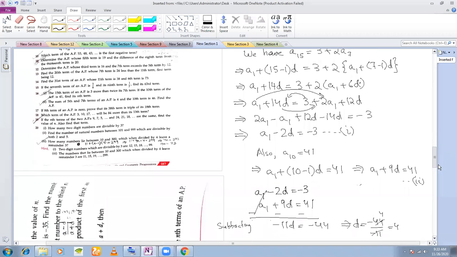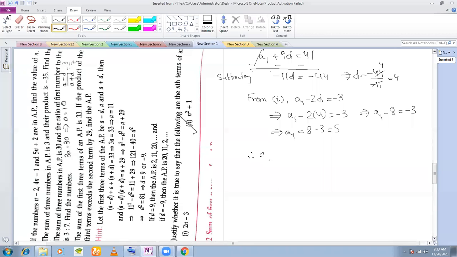And what is the question here? Find the nth term. So what is the nth term? Therefore, An must be equal to A1 plus n minus 1 into D. Put the value of A1. A1 here is 5. Since we want to find the nth term, n will have no value; we'll find everything in terms of n. And D here we have found to be 4. So this is 5 plus 4n minus 4, which is 4n plus 1. So the nth term is 4n plus 1.